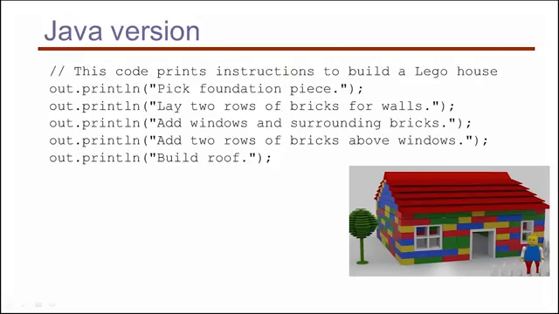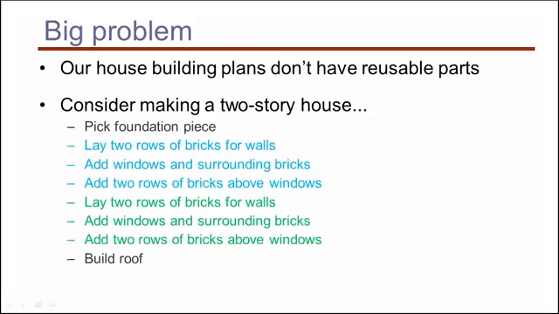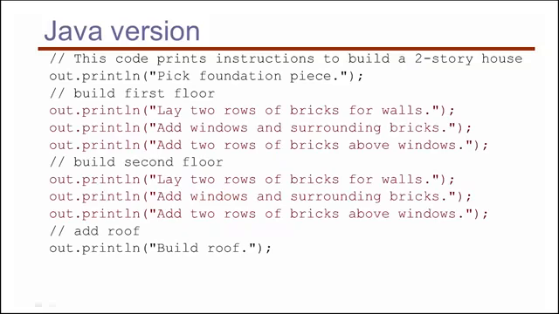And here we see our algorithm converted into Java code. So far so good, right? Well, there is one problem in that our algorithm does not have any reusable parts. For instance, consider the task of building a two-story Lego house. If we look at our Java version, we see that we have several identical lines of code that are repeated.